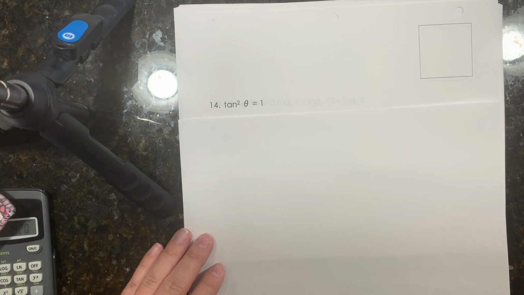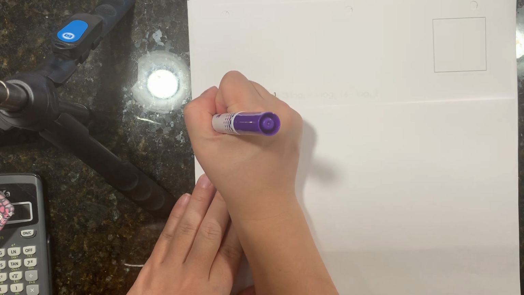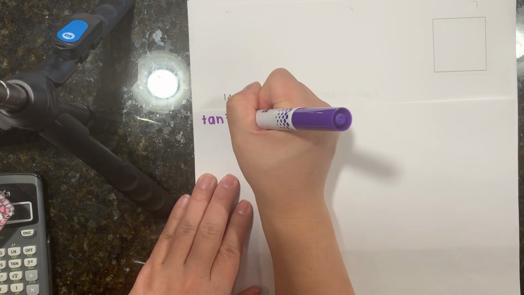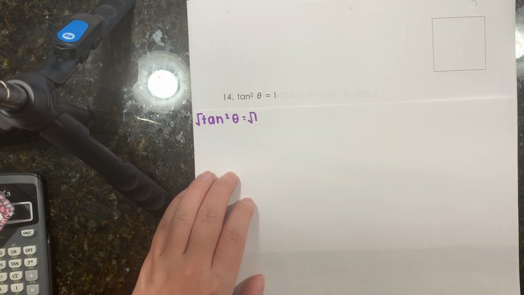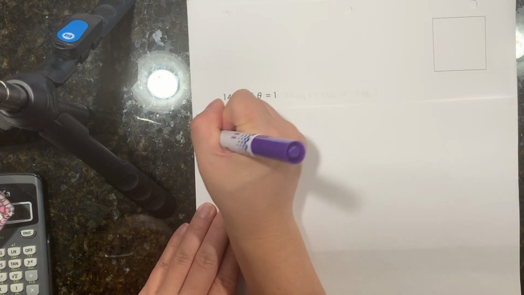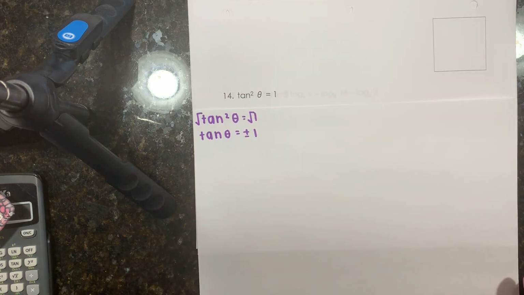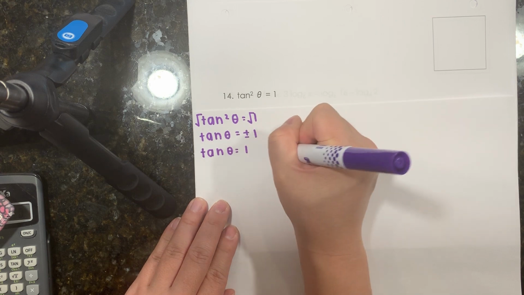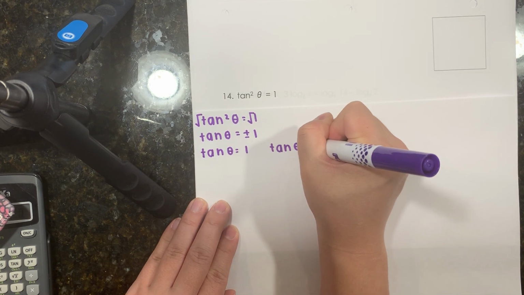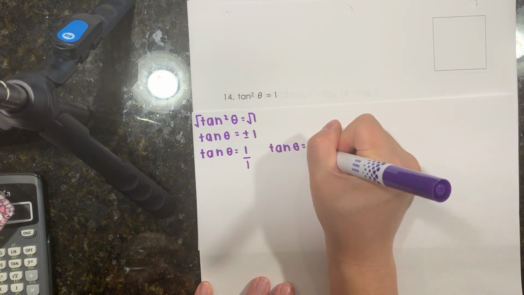Now moving on to number 14. So for number 14, I have tangent squared theta is equal to 1. The first thing that I'm going to do is take the square root of both sides so that it's just tangent. So tangent theta would be equal to plus or minus the square root of 1. Should be 1 or negative 1. I can split this into two separate equations. So I have tangent theta equals positive 1, and then tangent theta equals negative 1. Remember that you can always put your numerator over positive 1.